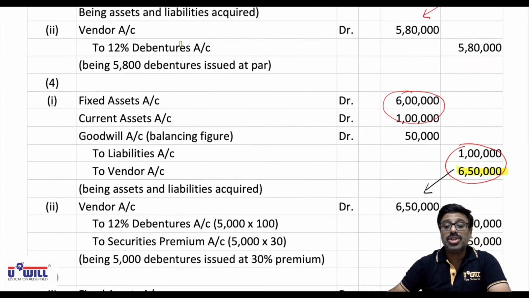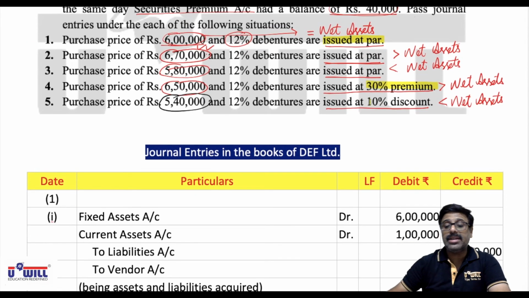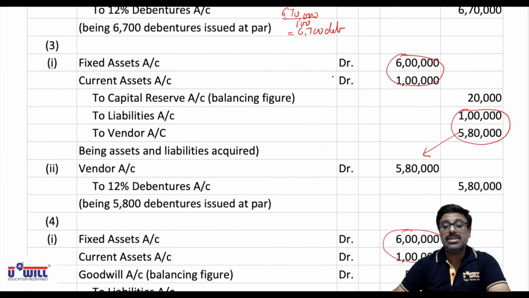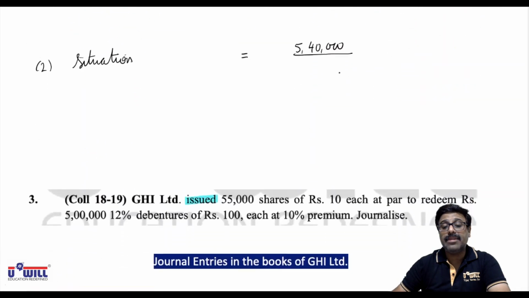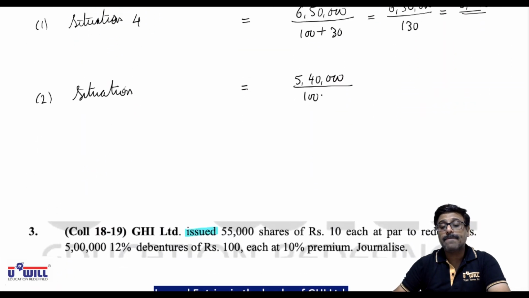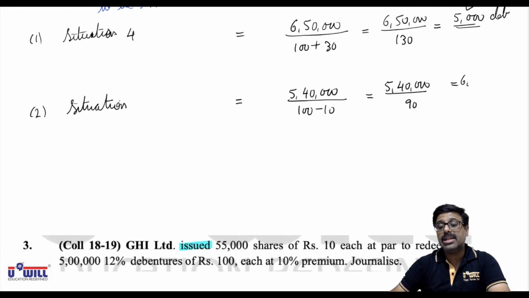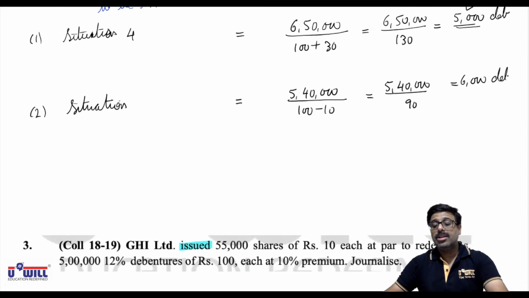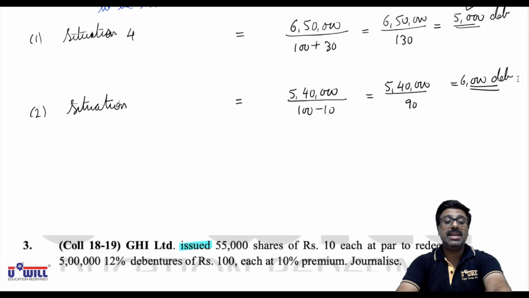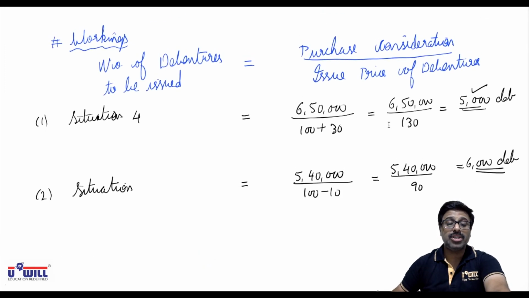But in this situation, debentures are issued at 10% discount. Since they are issued at 10% discount, what would be the issue price of debentures? 100 minus 10, 90. So 5,40,000 divided by issue price 90 means 6,000 debentures would be issued to settle the purchase consideration. So with 6,000 debentures, now we'll pass the second entry. Okay, this was situation 5.